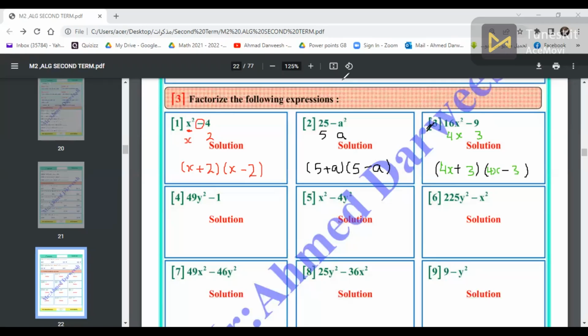Let's try another one. Here, let's do the same. Yeah, what is the root of this one? Square root of 49 is 7, and the square root of y squared is y. And the 1, yeah, the most difficult question in the world. It's 1. Now we make two brackets, one of them positive and the other negative. 49, we said 7y and 7y, and 1 and 1. Okay, next.